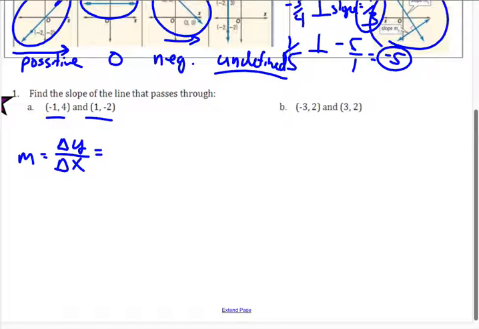So change in y over change in x. So that's negative 2 minus 4 all over 1 minus negative 1. Here are my y values. They always go on top when you're finding slope. I started with this one, this y value, y coordinate, so I have to start with the corresponding x value. That's why I have 1 minus the negative 1.